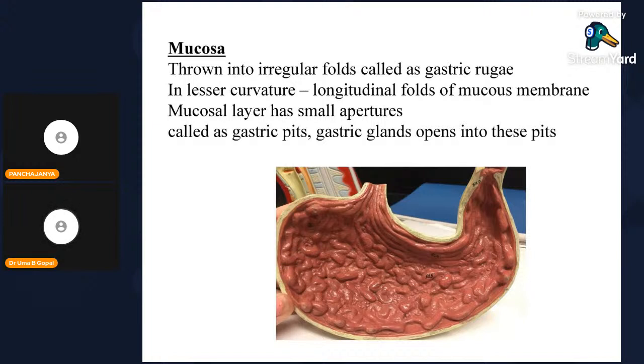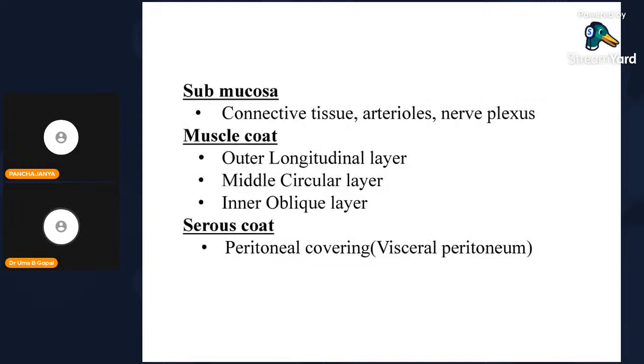In the mucosal layer, there is a small aperture. When you see through the lens, there are small openings we can see on the surface of the mucosa, and it is called a gastric pit. Through the gastric pit, gastric glandular secretion will be given out into the lumen for its action with the bolus of the food which enters the cavity of the stomach as we ingest the food.